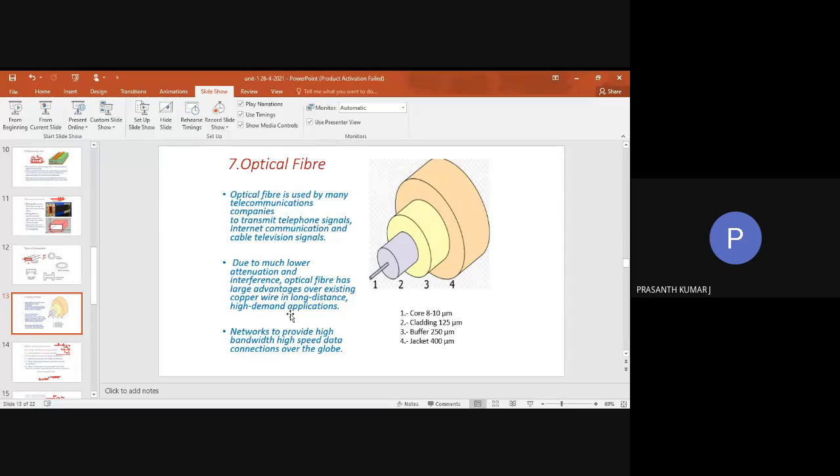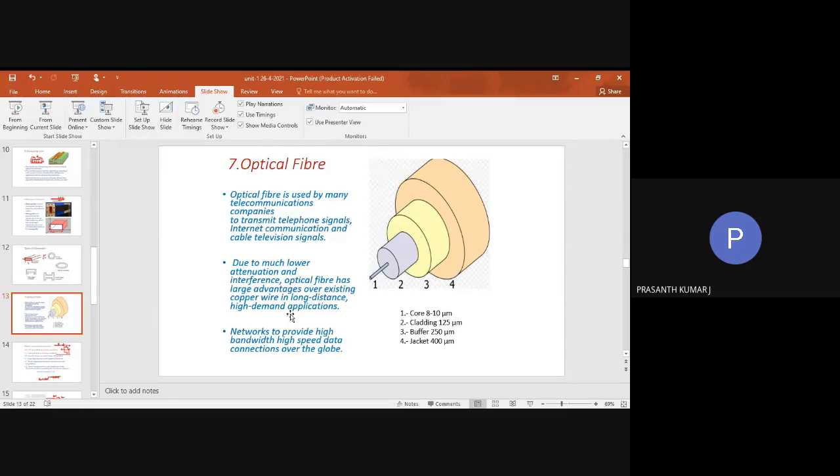Compared to conventional transmission lines, we need amplifiers at regular intervals to boost or amplify the signal. But optical fiber doesn't require amplifiers like coaxial cable because the signal attenuation is very less in optical fiber cable. And also the maintenance is less. So these are all the advantages which are provided by optical fiber cable. And also one more important, last but not the least, high speed data can be transmitted through optical fiber cable.